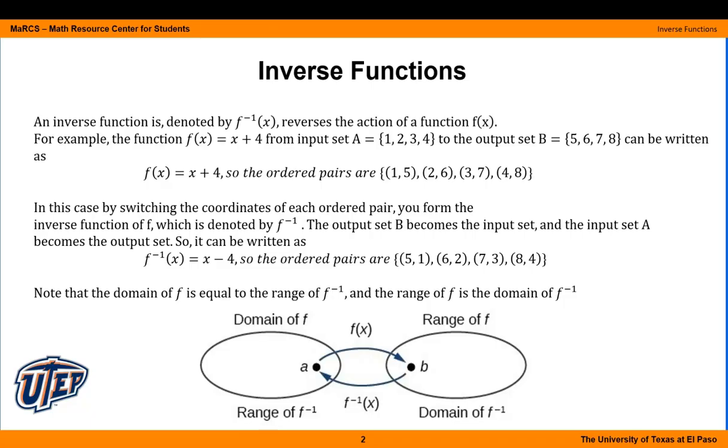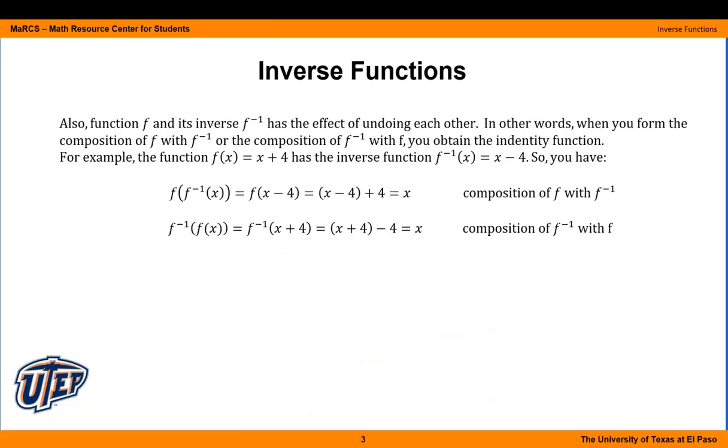To form the inverse function, we switch the coordinates of each ordered pair. So the inverse function becomes f inverse of x equals x minus 4. And the ordered pairs become (5, 1), (6, 2), (7, 3), and (8, 4). Notice that the domain of f becomes the range of f inverse, and the range of f becomes the domain of f inverse. Function f and its inverse f inverse undo each other.